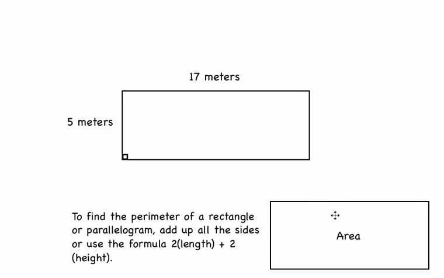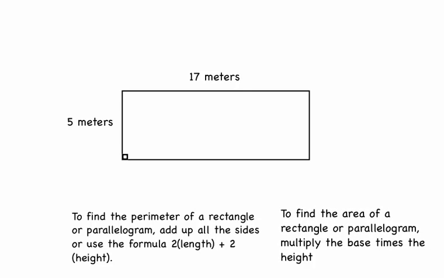To find the area of a rectangle or parallelogram, we just multiply the base, which is 17 meters, times the height, which is 5 meters. We know that 5 meters is the height because it is perpendicular to the base. All heights are perpendicular to the base. So we simply multiply 17 times 5 to get 85 meters squared. Remember, in area, we're dealing with units squared.